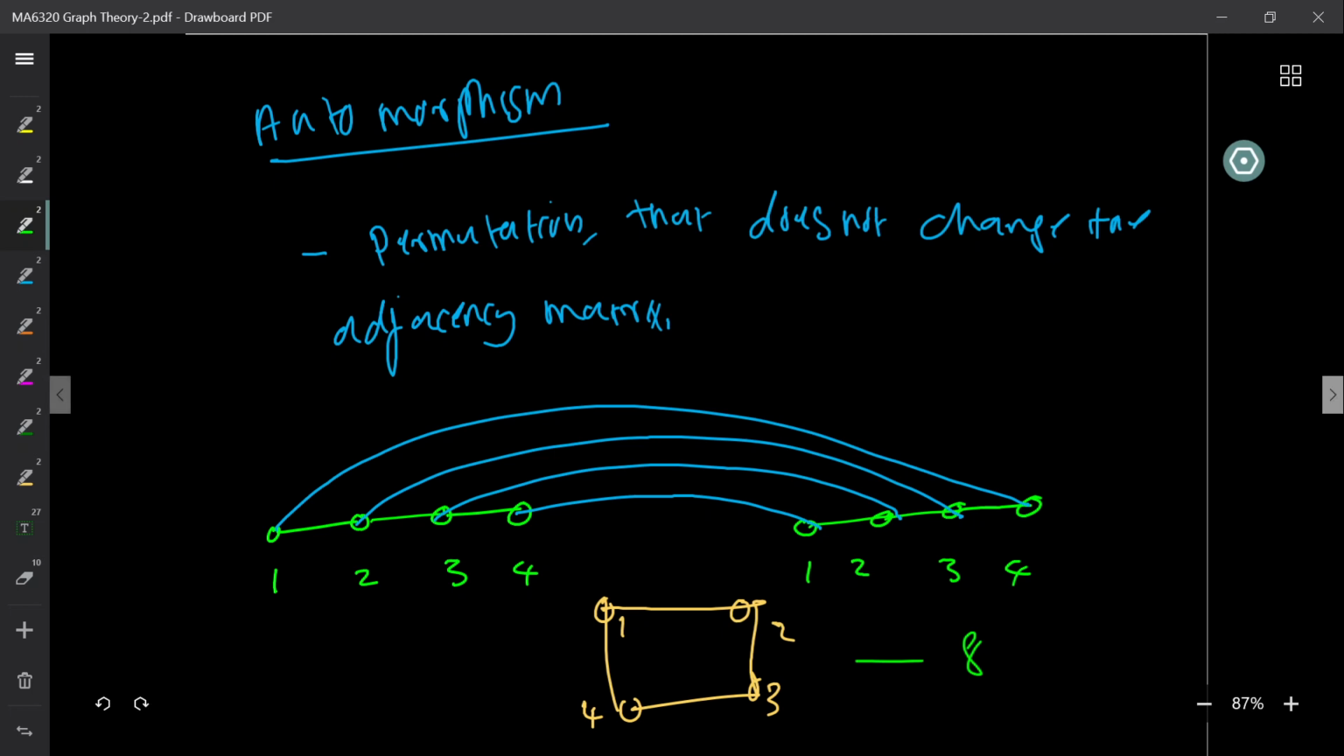Another way to look at it is that an automorphism is basically a permutation that does not change the adjacency matrix. So if you have the adjacency matrix, you can permute the vertices, and then you have to reorder the columns. But if the matrix remains the same, then again you get an automorphism.